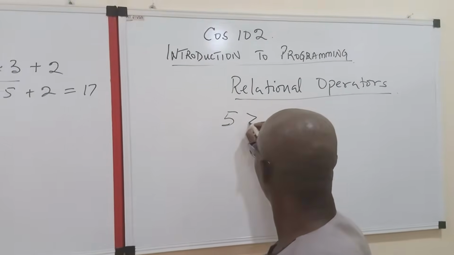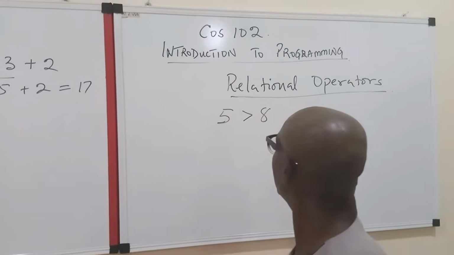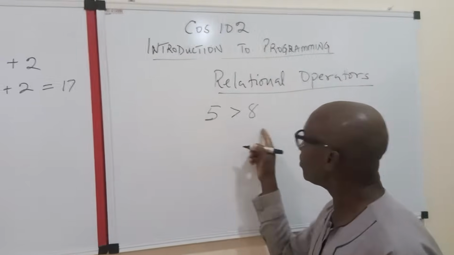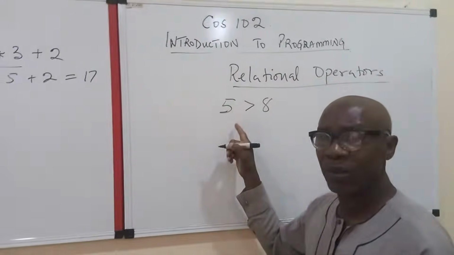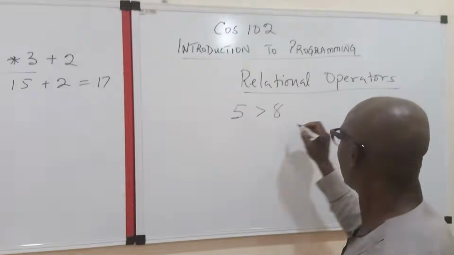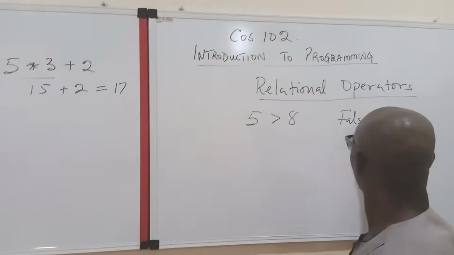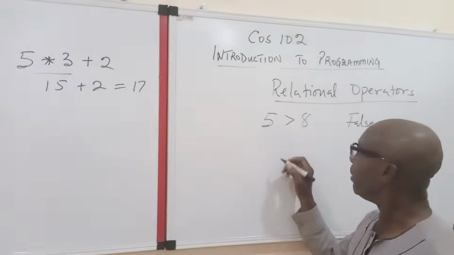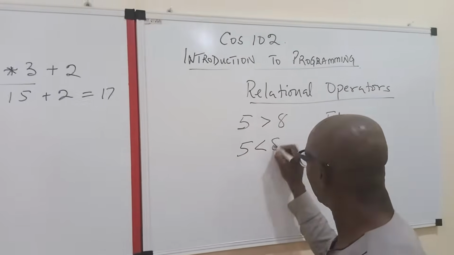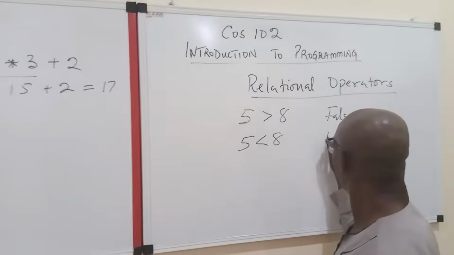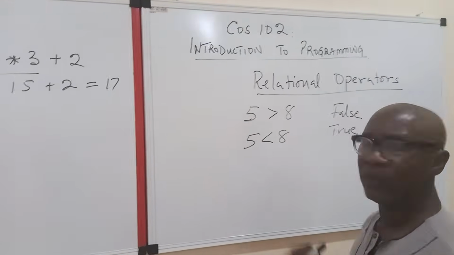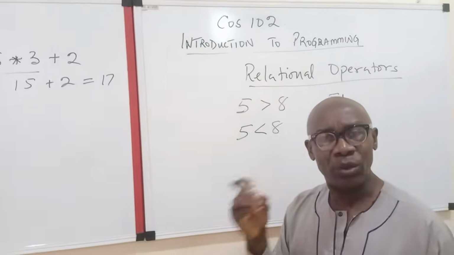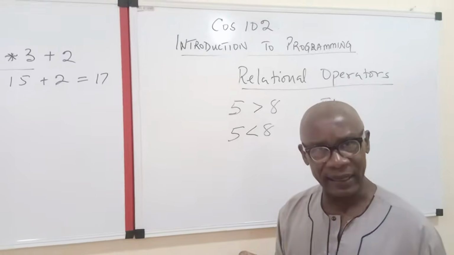5 is greater than 8. Is that true? No. If you key this in the Python compiler or the Jupyter notebook and you run this, the outcome is false, telling you that 5 is not greater than 8. But if we do 5 is less than 8, this is true. So the outcome is true. So what are we trying to say? That the outcome of relational operators is true or false. We have to bear that in mind.